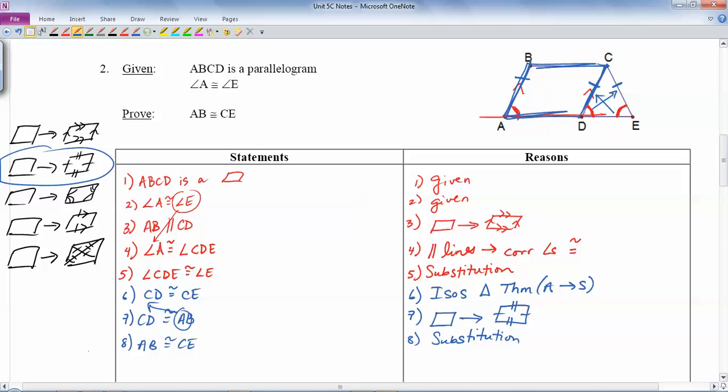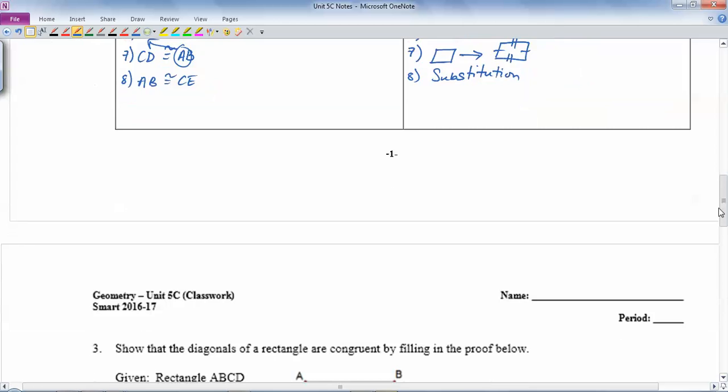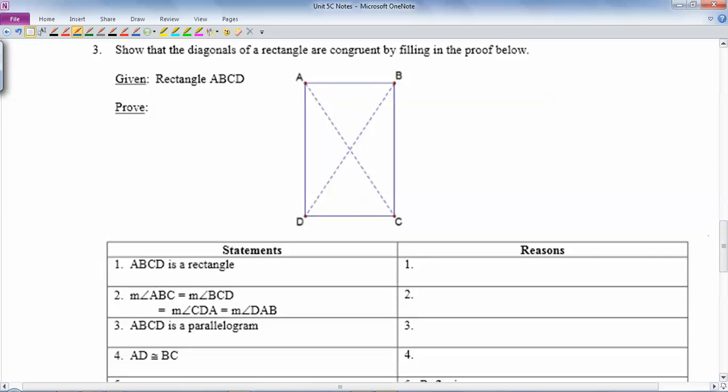Okay. Let's take a look at number 3. Show that the diagonals of a rectangle are congruent. All right, so let's see. We've got rectangle ABCD. By the way, the definition of a rectangle is that all 4 angles are congruent to each other. They're all the same size. We want to prove AC is the same as BD. We want to show the diagonals are the same. So AC is congruent to BD.